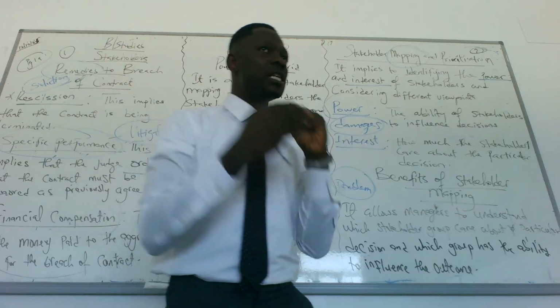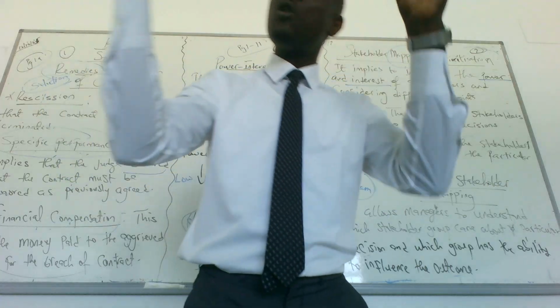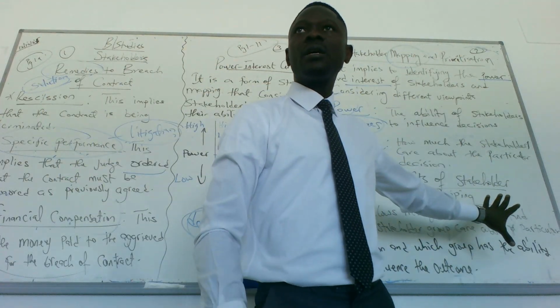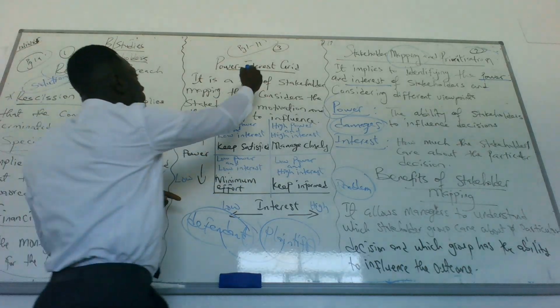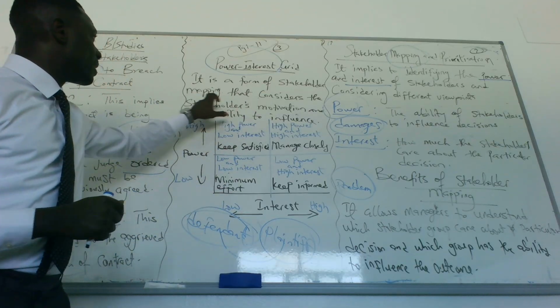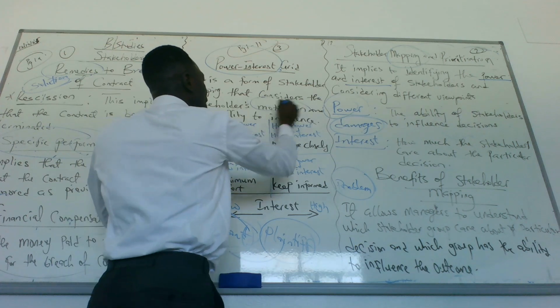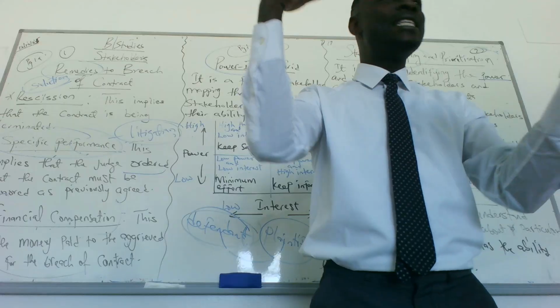It allows the manager to know which stakeholder has more power and which stakeholder has more interest. Is it clear? Yes. Any question about the benefit of stakeholder mapping? No. So that takes us to the power interest grid. It is a form of stakeholder mapping that considers the stakeholder's motivation and influence. What makes you have interest in the business?